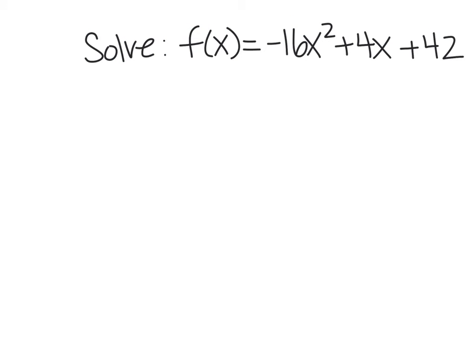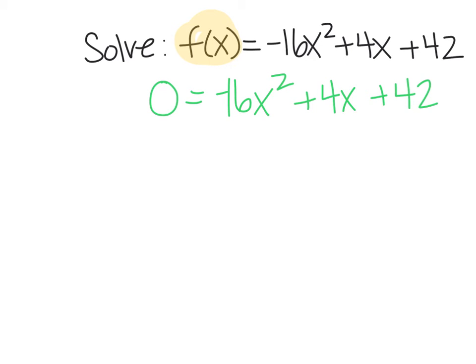Okay, for the last equation I am going to solve here is one that starts with f of x. So I have some people that are confused by the f of x in this problem. Now remember, f of x just stands for y in many cases. So all we're going to do is take that f of x and make it 0. So 0 is equal to negative 16x squared plus 4x plus 42.